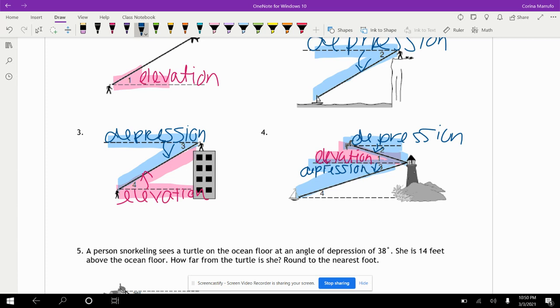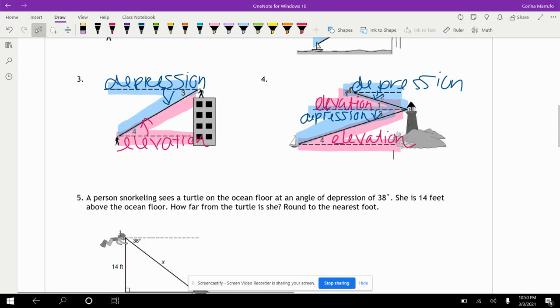All right. And then next, if you are this person in the sailboat and you're having to look up at the lighthouse, okay, so that means that this is an angle of elevation. Okay, so now that we learned how to identify angles of elevation and depression, here's the next problem.